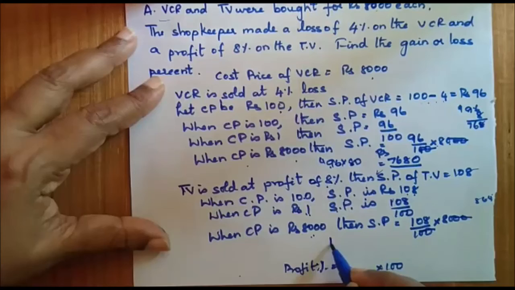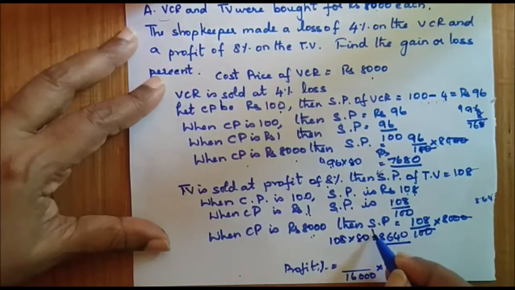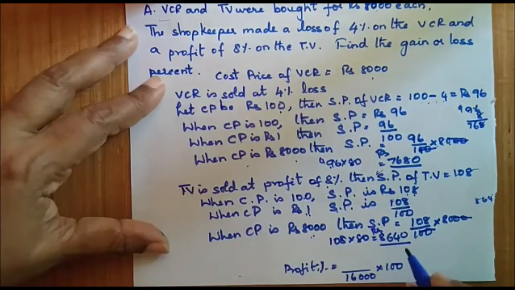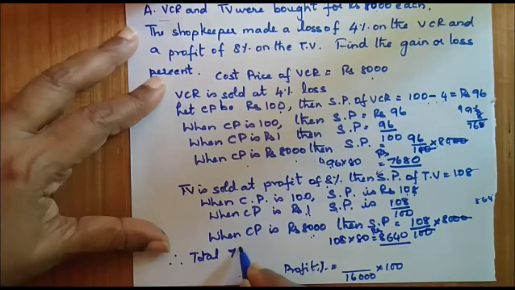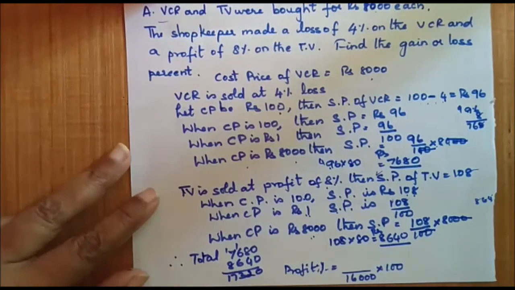Okay, so we have 108 into 80. What is it? It is equal to 8 into 4 is 64, then 8 into 1. So this is the rate at which he has sold the TV. Therefore, what is the total amount? In one he got 7680, in the other he got 8640. So 8 plus 4 is 12, you have 13, okay, so this is the amount which we have got.